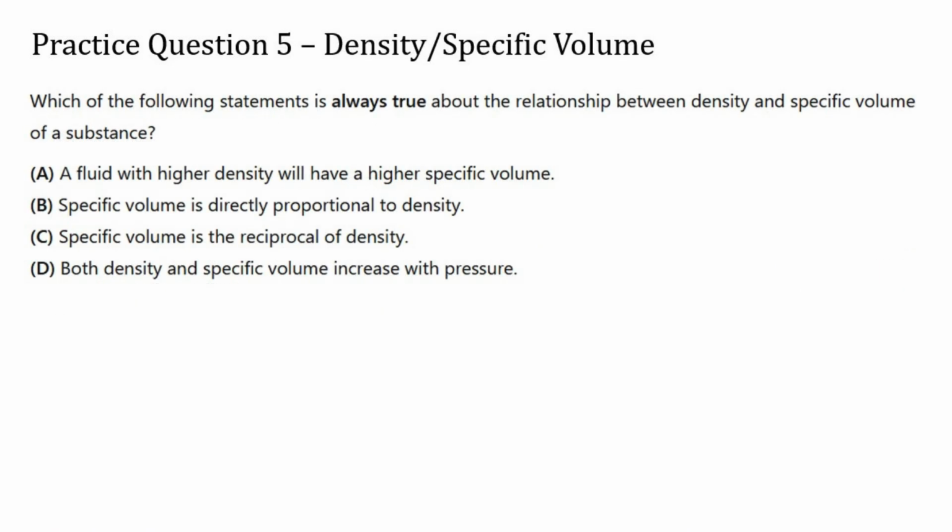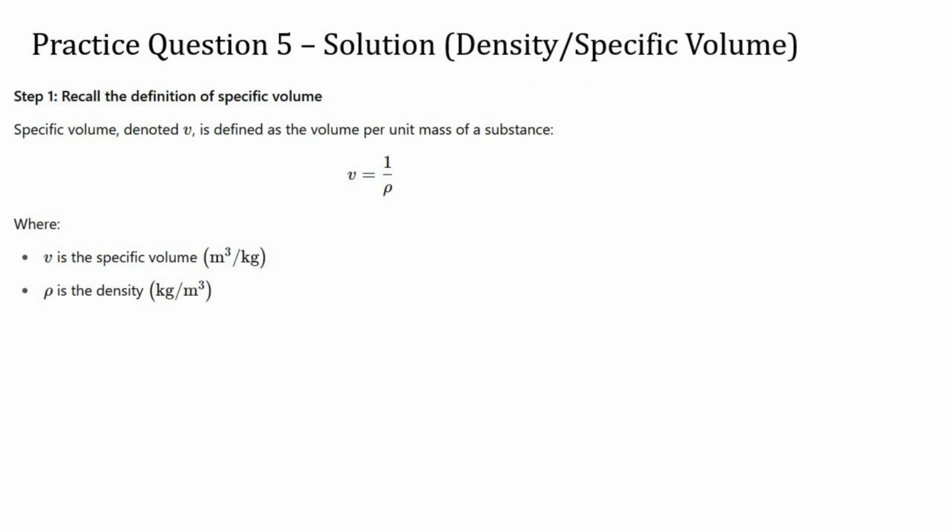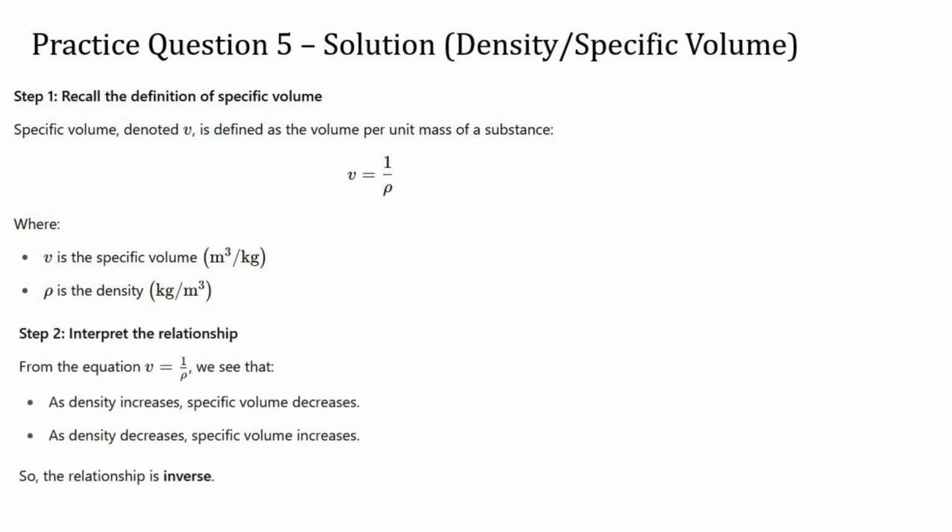Practice question 5. Which of the following statements is always true about the relationship between density and specific volume of a substance? The first step is to recall the definition of specific volume. Specific volume is defined as the volume per unit mass of a substance. Mathematically, it is the reciprocal of density. We can then interpret this relationship using the definition. If we have an equation where specific volume equals 1 divided by density, then it's clear that as one increases, the other must decrease. This confirms the inverse nature of the relationship.